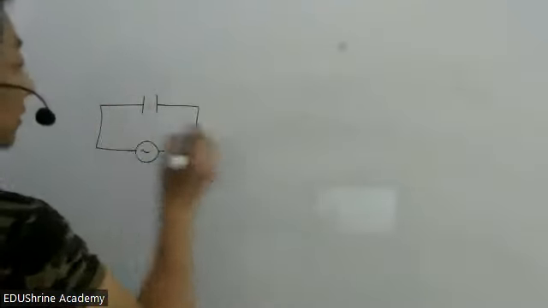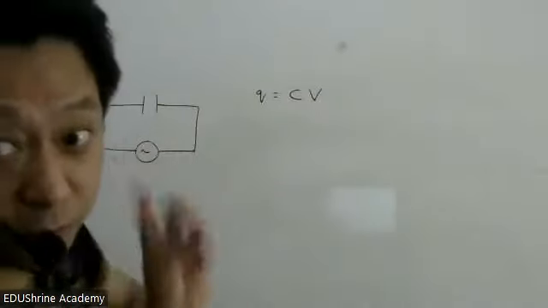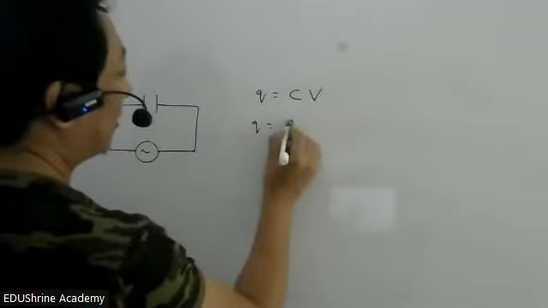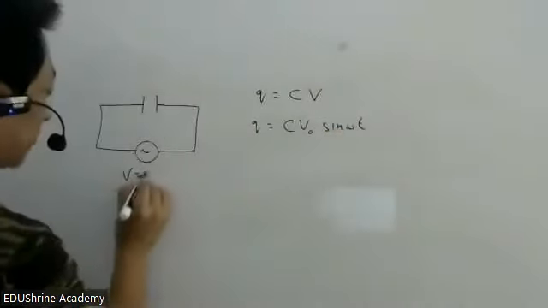Now in a capacitor, remember, we can calculate charge, q = CV. That is the formula for a capacitor. You cannot use Ohm's law. And the voltage is V naught sine omega t, because it is alternating voltage.